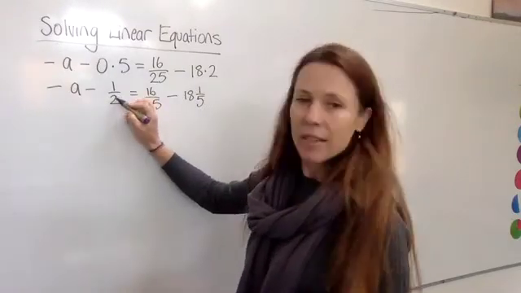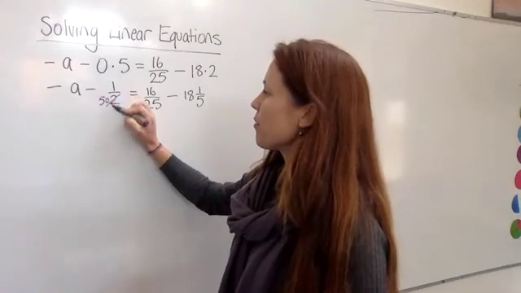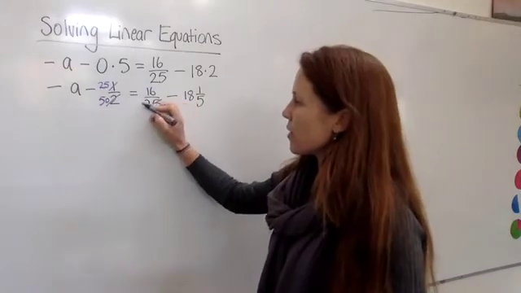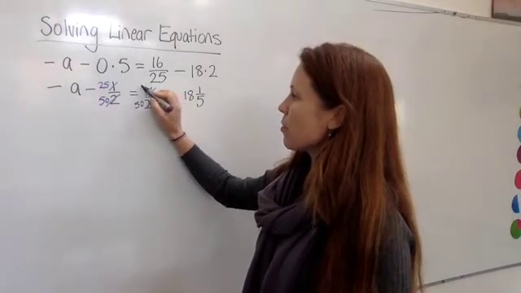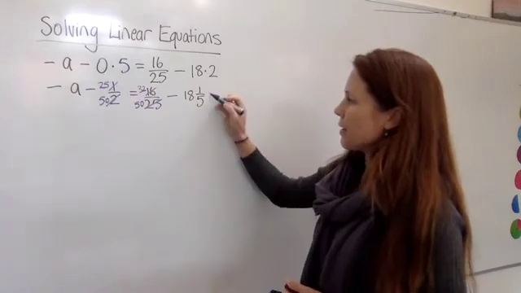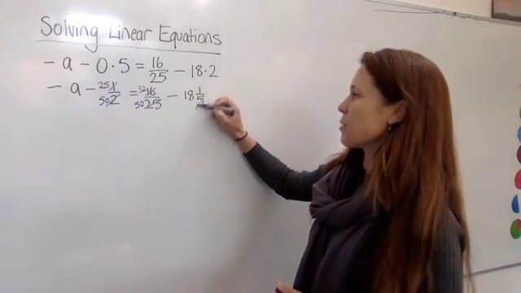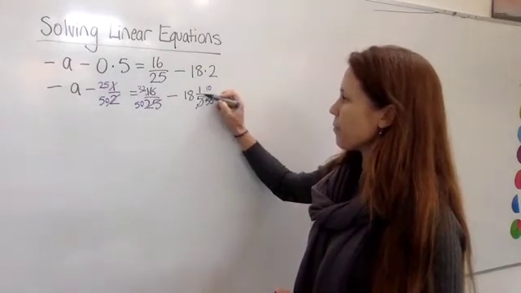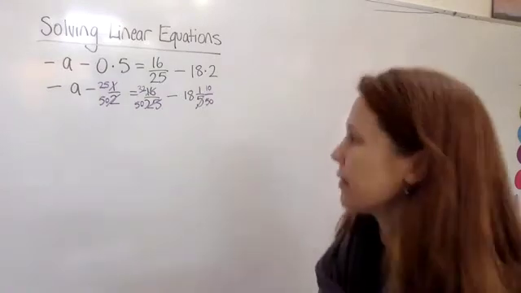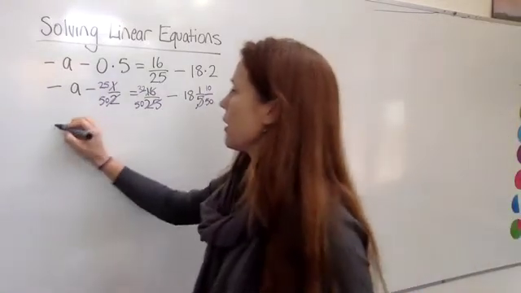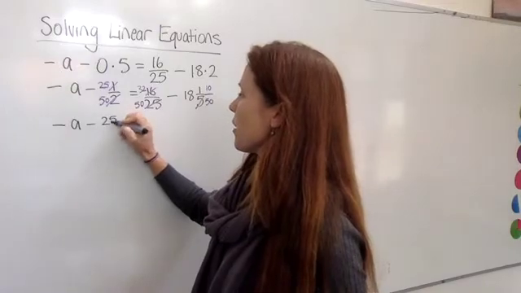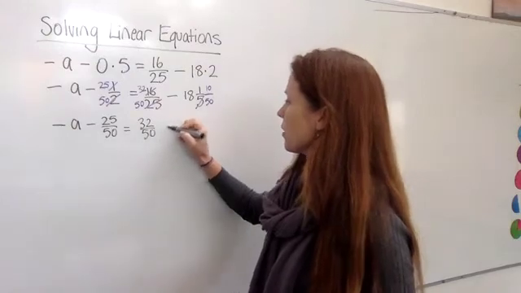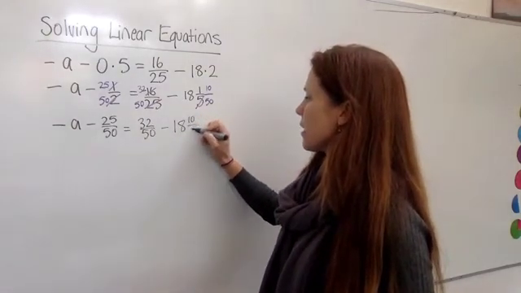So I'm thinking to convert these to 50ths, I need to multiply by 25, so I need to multiply the top by 25. Here, to convert 25ths to 50ths, I need to multiply by 2 on the bottom, so I need to multiply by 2 on the top. And to convert these, I need to times by 10 on the bottom, so I need to also multiply by 10 on the top. I can then write that line out nice and tidy, and I have minus A minus 25 50ths equals 32 50ths minus 18 and 10 50ths.